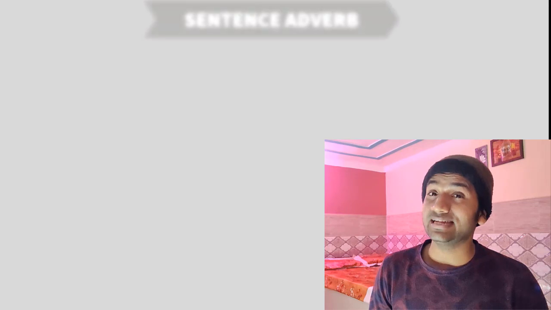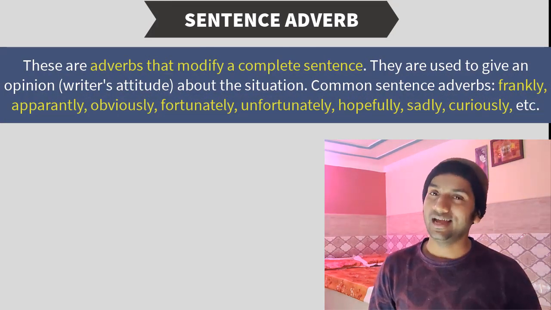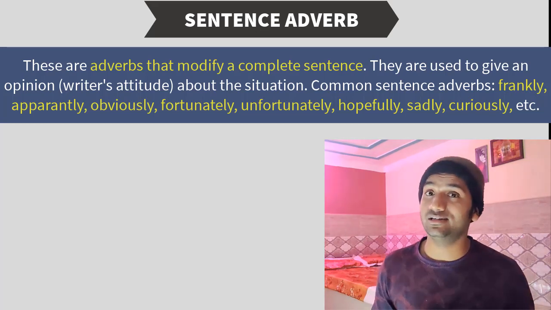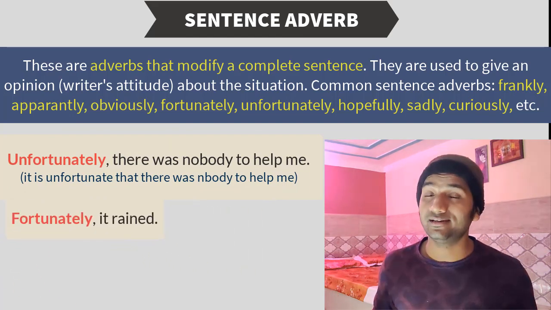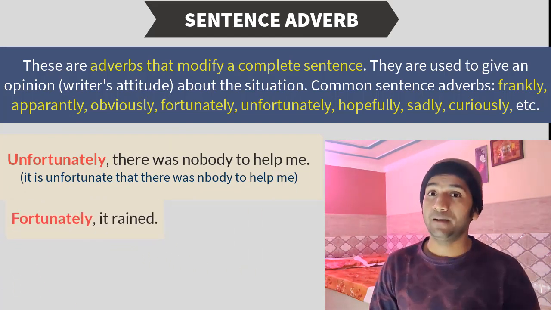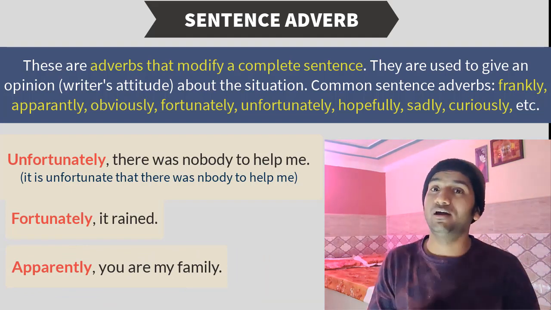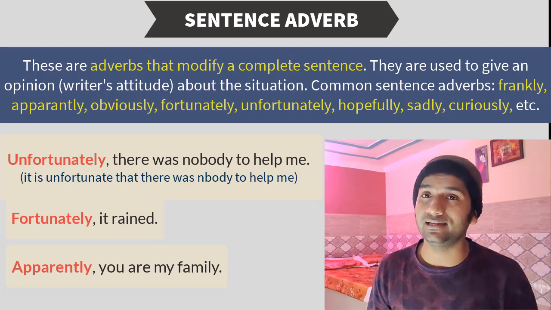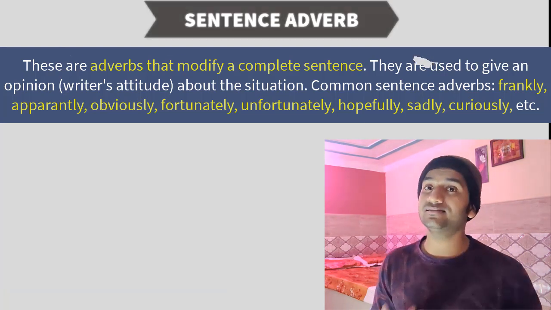And there's one more type of adverb that is called a sentence adverb that modifies a complete sentence. And I'd also shown you an example in the beginning of the sentence. Unfortunately, there was nobody to help me. Fortunately, it rained. Apparently, you are my family. So all these words, unfortunately, fortunately, apparently, are sentence adverbs, and they modify a complete sentence.